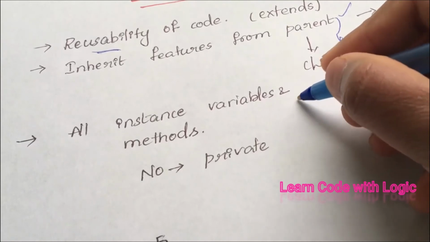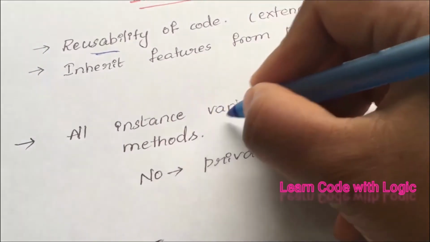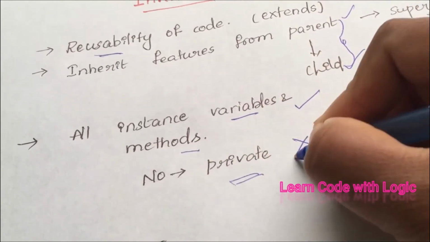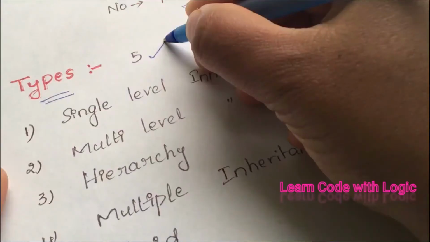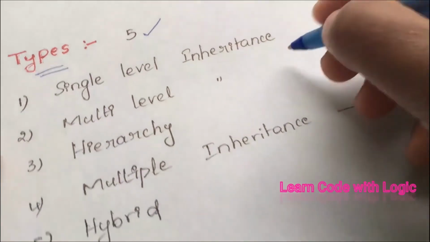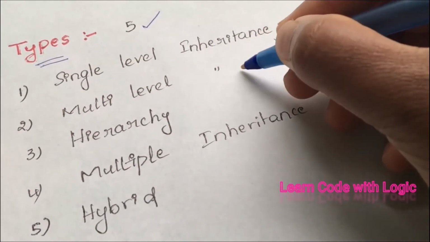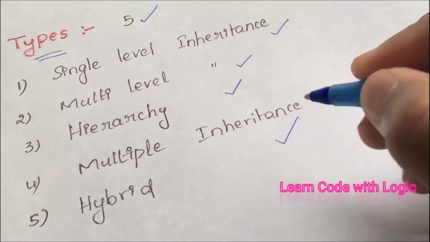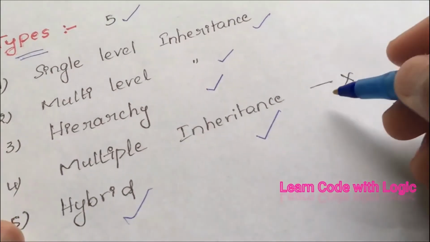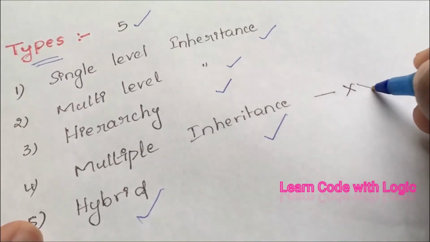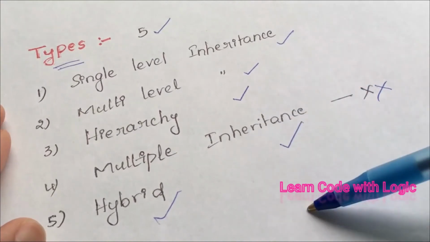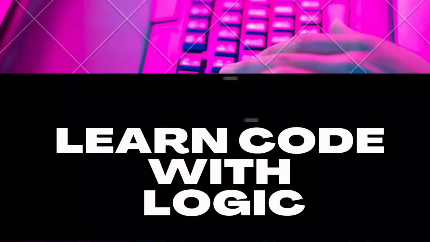Using the inheritance concept, we can inherit only instance variables and methods but not private variables and private methods. There are 5 types of inheritances. One is single level, the second one is multi-level, then hierarchical, multiple inheritance and hybrid inheritance. Anyway, Java doesn't support multiple inheritance, but now let's understand each one by one with examples.